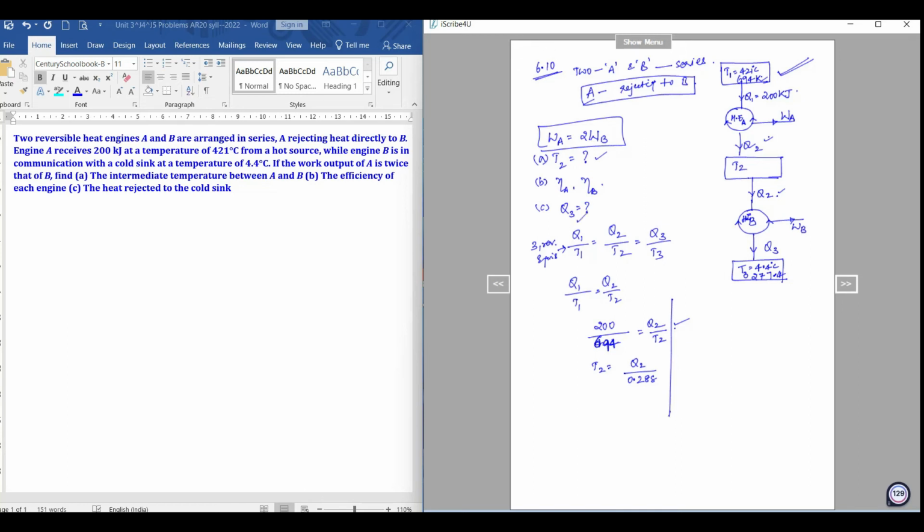I can take these two also. Q1 by T1 equal to Q3 by T3. So again Q1 is 200 kilojoules, T1 is 694, and Q3 by T3 is 277.4. So I can calculate Q3 here. Q3 will become 79.94 kilojoules. Approximately you can write as 80. Nobody is stopping you, right?